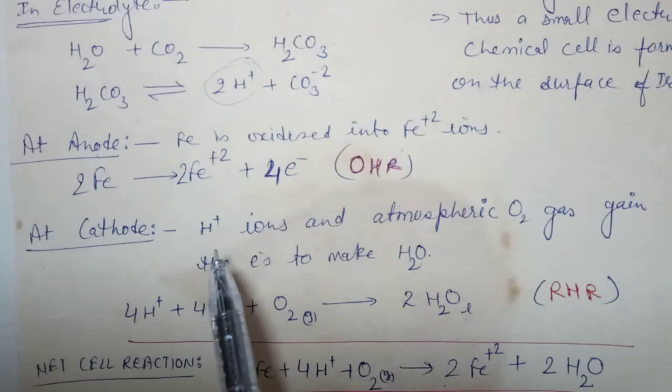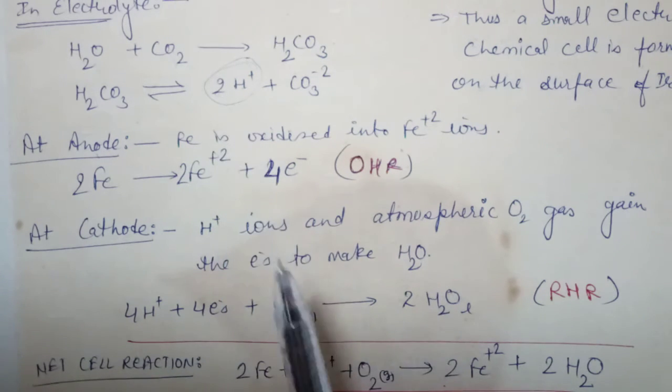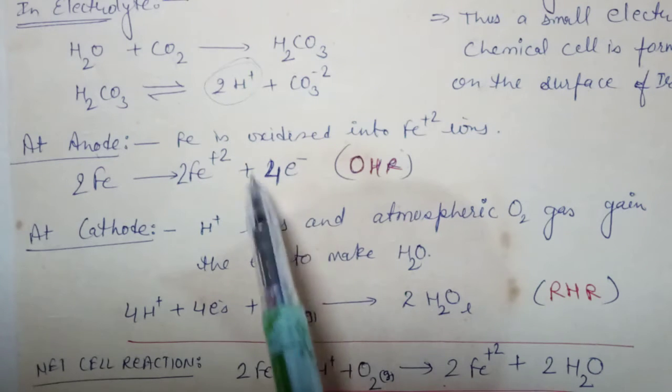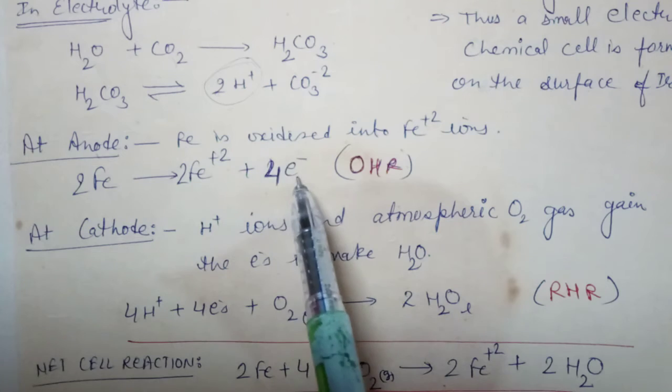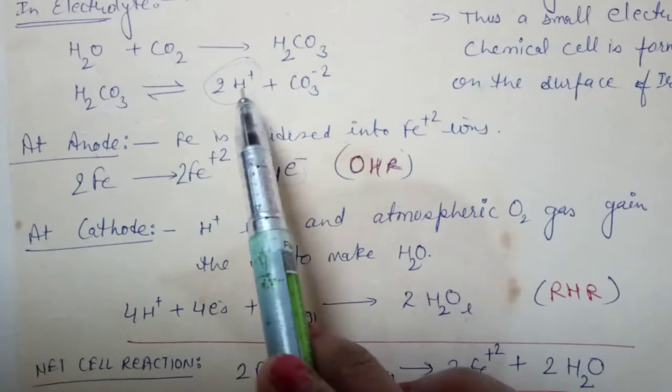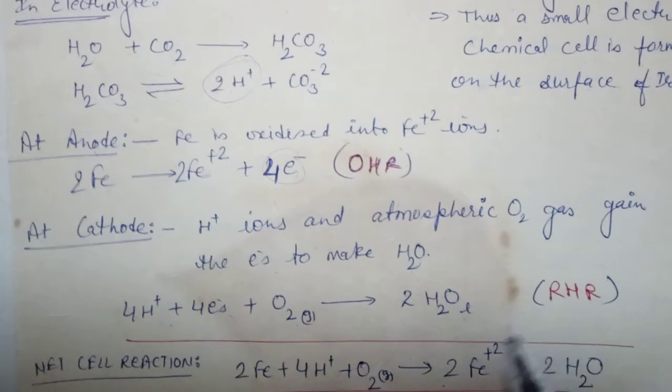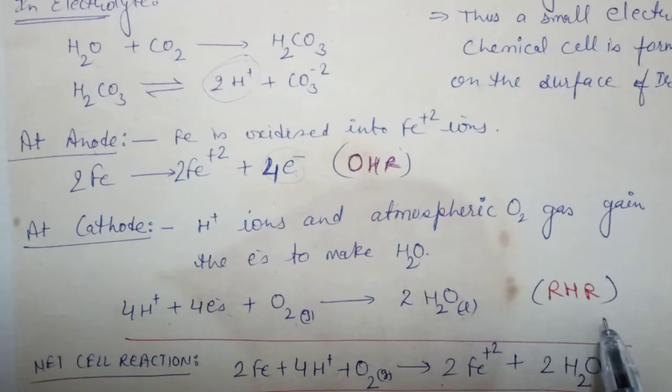So these H+ ions and atmospheric O2 gas gain the electrons to make H2O. These electrons are taken by these H+ ions. So 4H+ ions take 4 electrons plus O2, this is atmospheric O2 gas, and form H2O liquid. It is in liquid form. This is reduction half reaction.